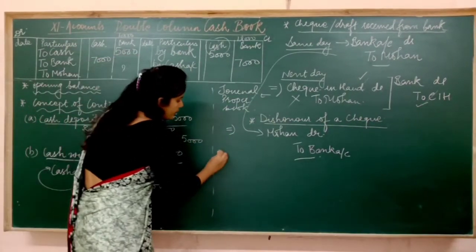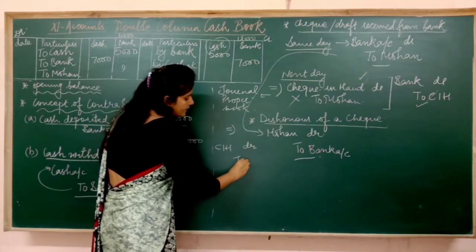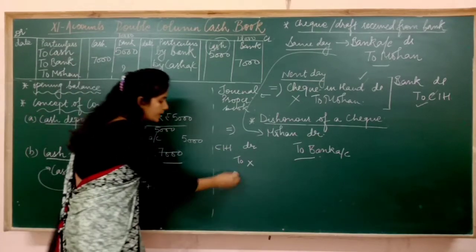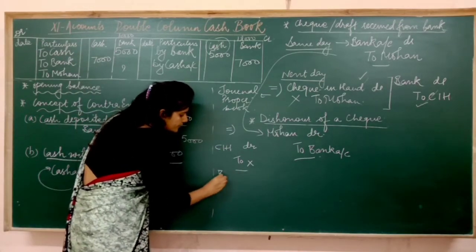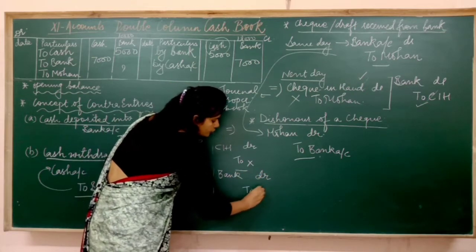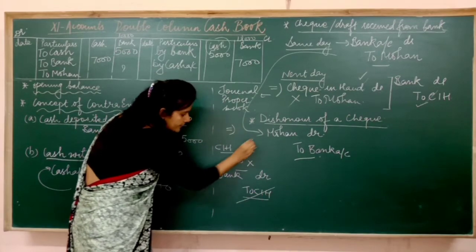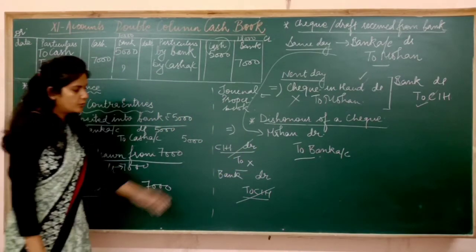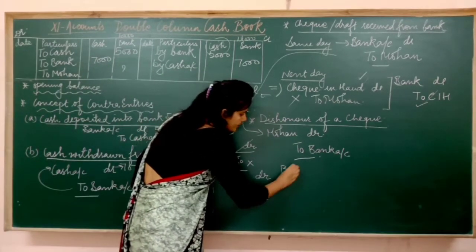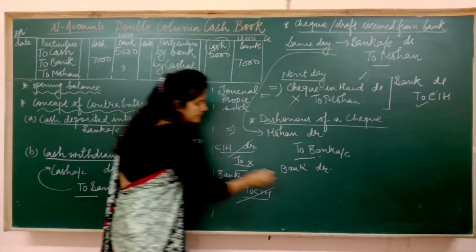I repeat what I said. See, if you have received a check, तो आप entry pass करेंगे checks in hand to X, let's say X name of any person. If next day you are depositing this check into the bank, then entry will be bank to checks in hand. यानी कि checks in hand debit, checks in hand credit. This is to cancel. So now what debit and what credit is left? Bank is debited and X is credited.